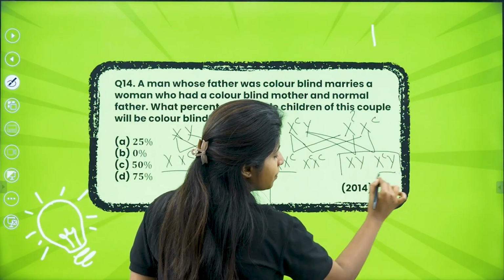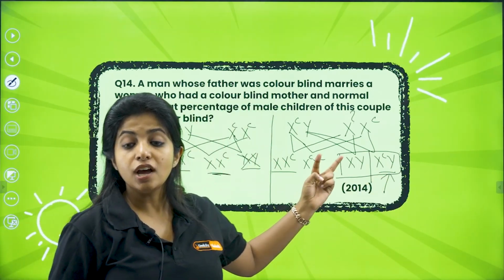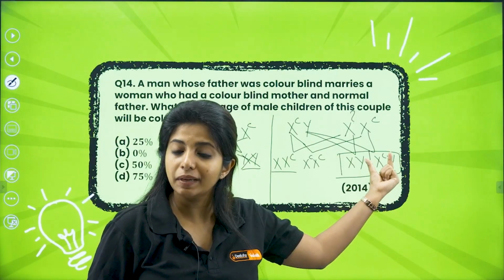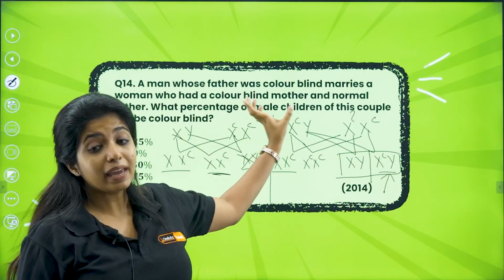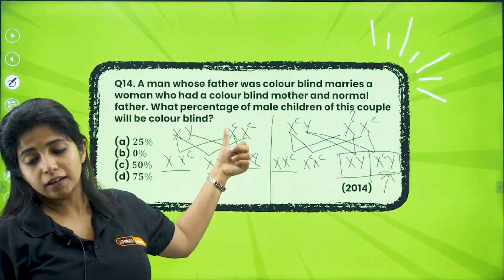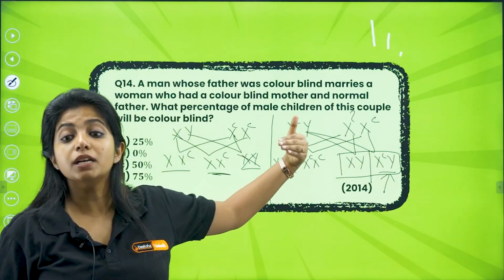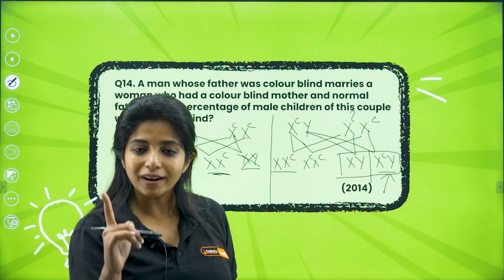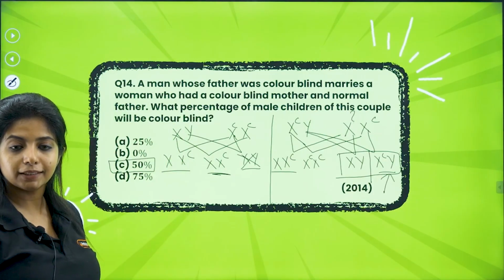So out of two males, one male will definitely be colorblind. So can I say 50% of the males will be colorblind? I'm not talking about all the kids. Here, what percentage of the male children of this couple will be colorblind is asked. So out of two, one will definitely be colorblind. That means 50%. Out of two, one means 50%. So your answer would be this.